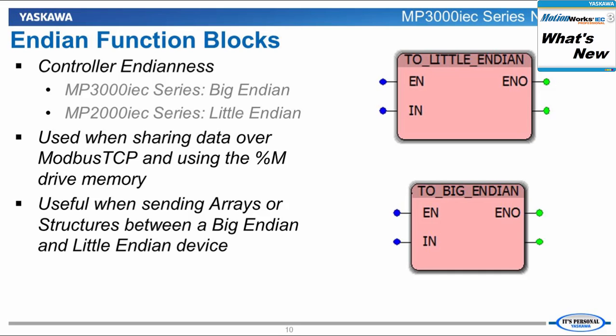Network data can be seen using either the big endian format or the little endian format. The MP3000 IEC series controller has a big endian processor, where the MP2000 IEC series controller has a little endian processor. The endian function blocks need to be used when using the %M memory and when sending structures or arrays between a big endian and little endian device. Most HMIs have a setting to convert the data that it is receiving. If this is set, nothing needs to be done on the controller and the data still shows correctly.